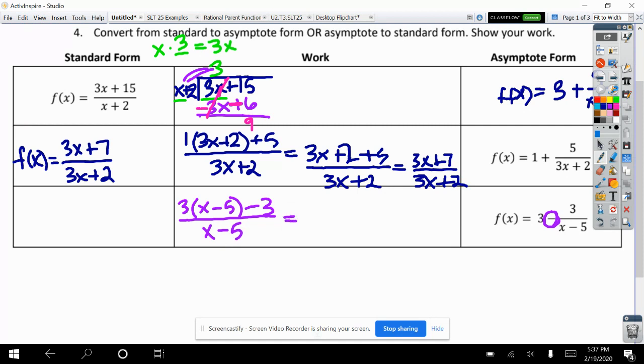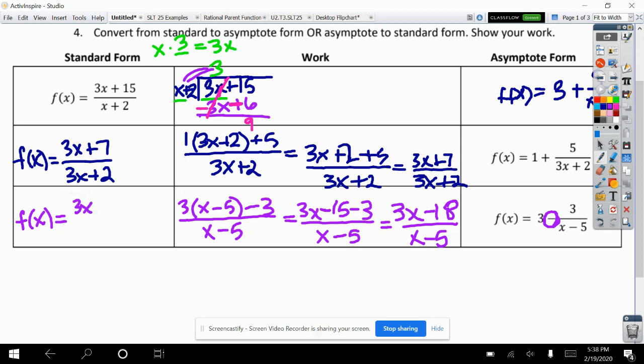Okay, now I just need to simplify, so I can distribute 3 to my x and my negative 5. 3 times x gives me 3x. 3 times negative 5 gives me negative 15. And then minus 3 divided by x minus 5. Okay, so 3x minus 15 minus 3 gives me minus 18. And then divided by x minus 5. So that's my function. So f of x equals 3x minus 18 divided by x minus 5. All right. So remember, use long division to go from standard form to asymptote form, and then you add rational expressions to do asymptote form to standard form.